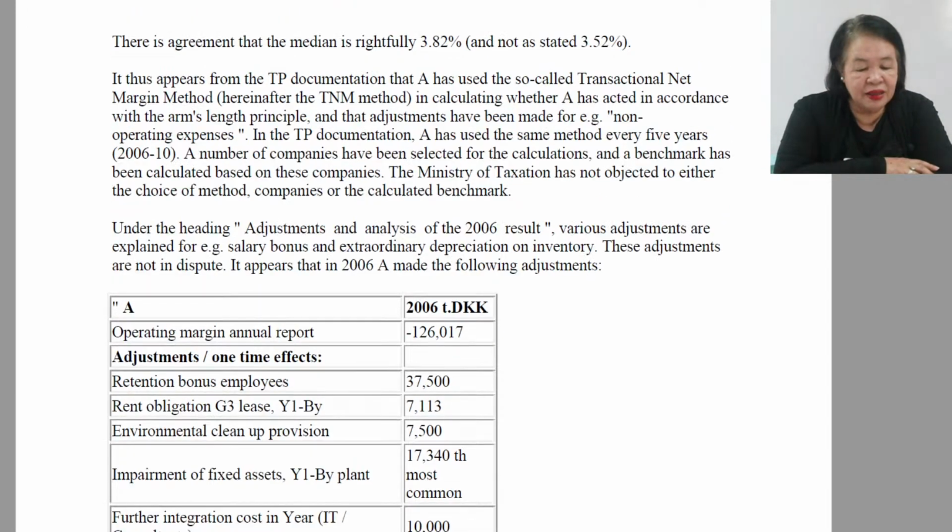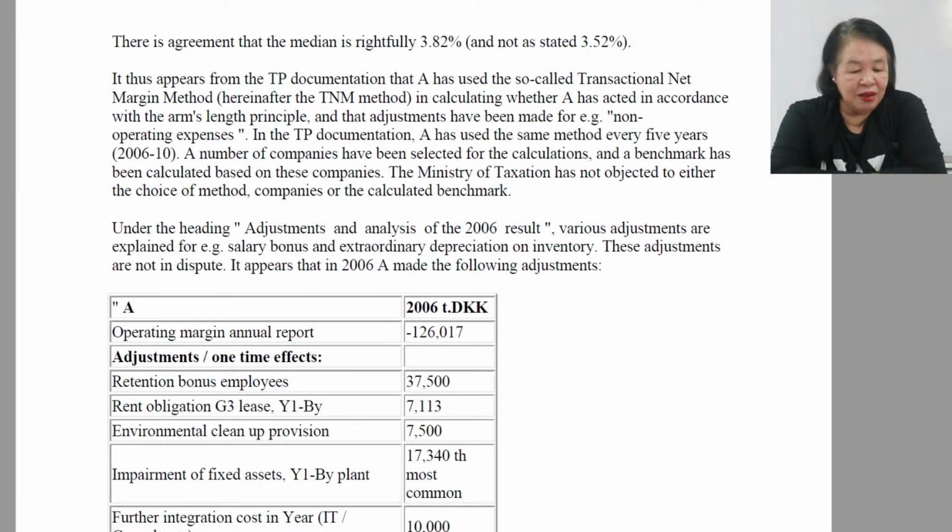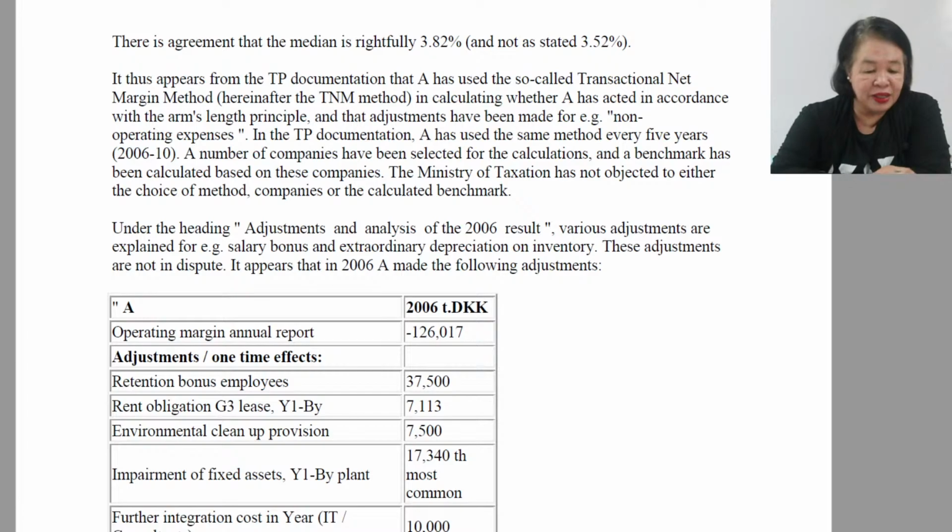There is agreement that the median is rightfully 3.82% and that's not as stated as 3.52%. So, kasi isa konting percentage lang na magkakaiba kung billion na yung sales mo, no? Usually, expression in percentage of sales kasi napakalaki na ng effect doon sa taxable income, no? So it thus appears from the transfer pricing documentation, ayan sa court na ito, that A has used the so-called transactional net margin method. So anong nagiging issue nila dito, the transfer pricing method, no?